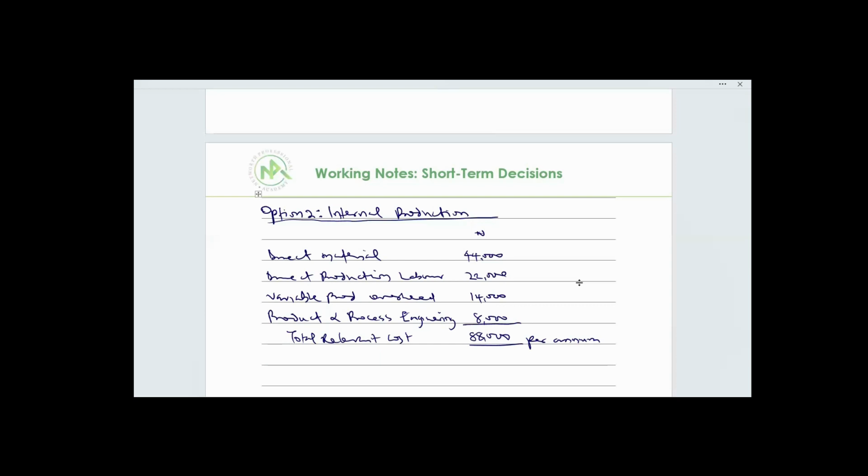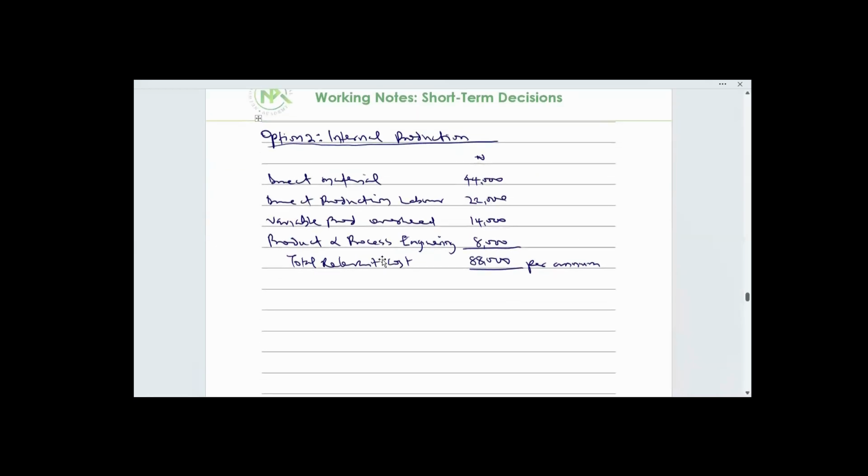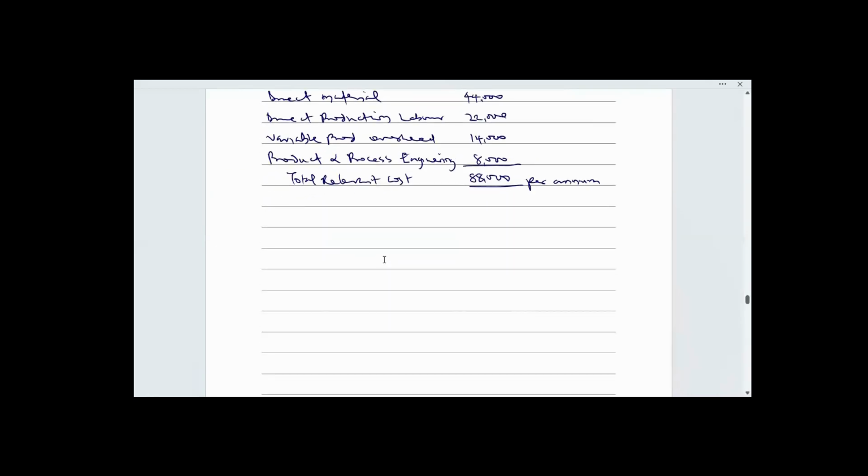Then the third procedure is to determine savings or deficits from outsourcing or making part 2011 internally. So that is that. Let us go ahead and solve this question straightforward.